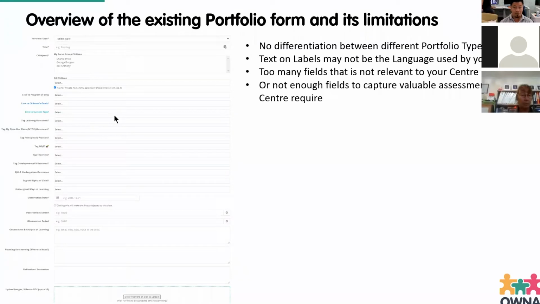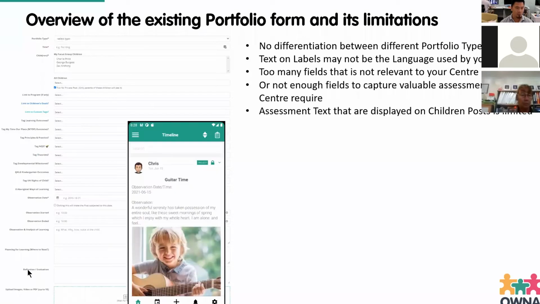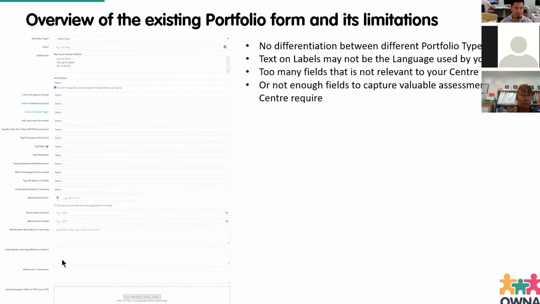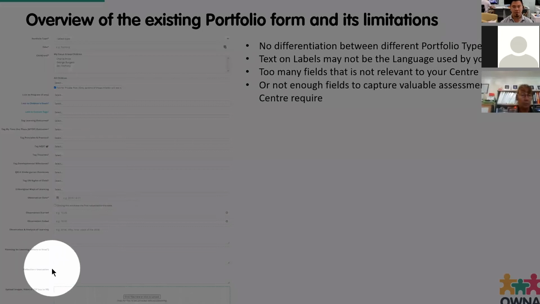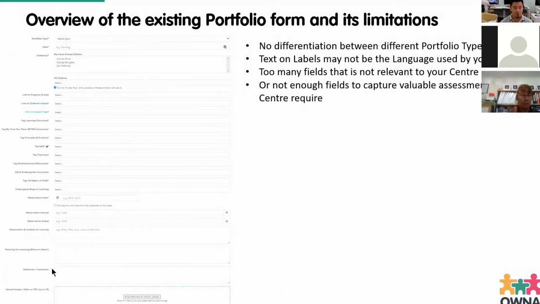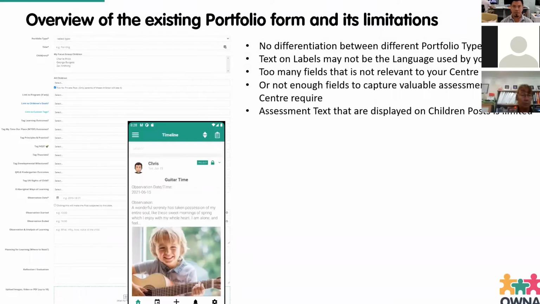And also there could be fields in here that you guys would actually want to break out. For example, oops, just get back a step. You got reflection evaluation as an example. Your center might break that out into 2 different text boxes. So now you'd be able to do that. And also the data that gets posted into the app, it's quite limited to whatever's keyed into here, but now you'd be able to customize that as well. So parents will be able to read quite a lot more information regarding each one of those portfolio posts.